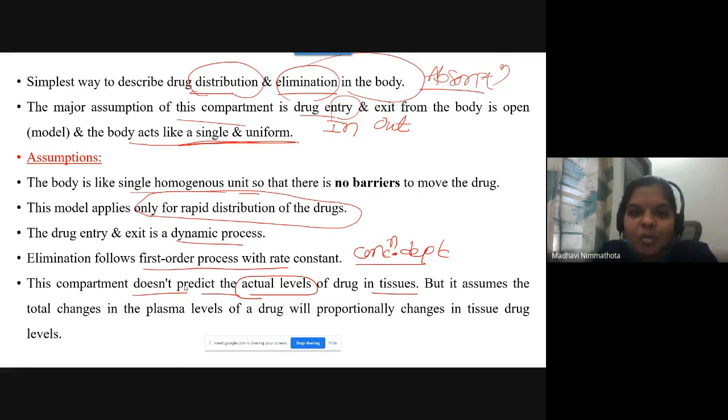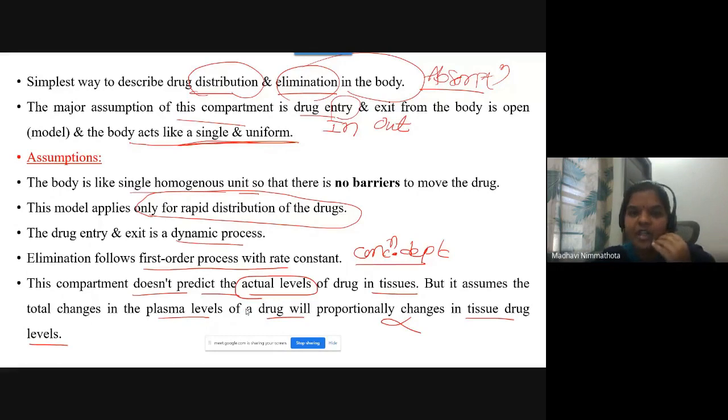It cannot be calculated, the cumulative amount of the drug levels which will be available in the tissues. But it can be assumed that the total changes in the plasma levels, when your drug enters into either tissues or organs, will be directly proportional to the tissue drug levels. So the plasma levels of the drug are directly proportional to the tissue levels of the drug.